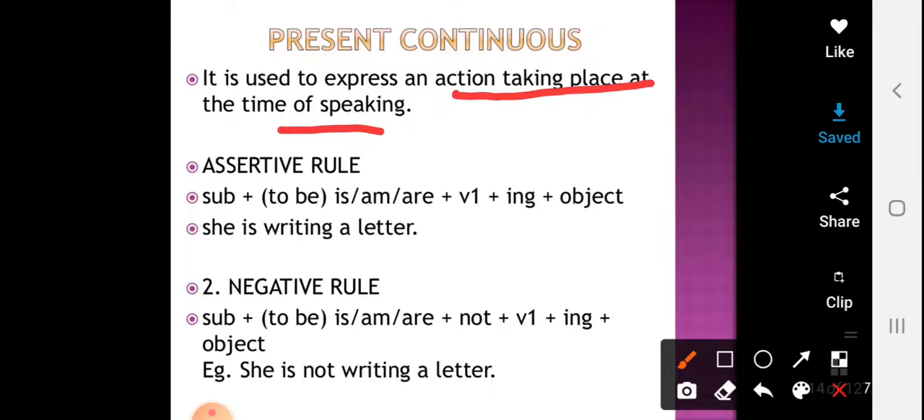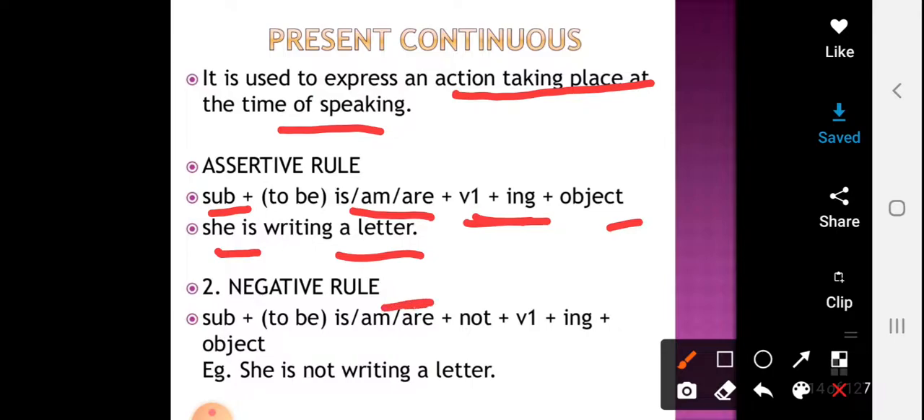When you are speaking the sentence, the action is still taking place. They are called present continuous sentences, and these kinds of sentences have a subject, is/am/are, plus the ing form of the verb. When I was teaching the three forms of verb, I taught you the fourth form of verb also, that was the ing form. In this, the ing form of the verb is used, plus the object. For example, she is writing a letter, he is singing a song, we are dancing. These are present continuous sentences.